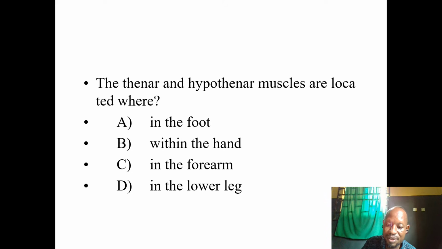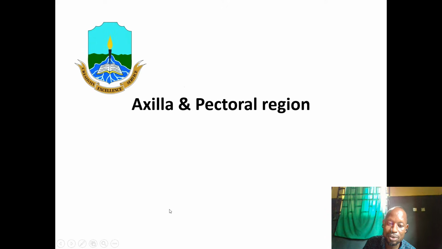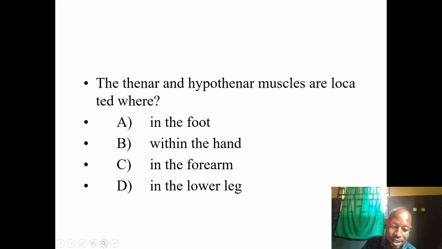So this one, the simple thing is the palm of the hand. You have the thenar muscles and the hypothenar muscles. Let me show you my palm, and you can see this. This is the thenar muscles. This is the hypothenar muscles. The thenar muscles are on the radial side.